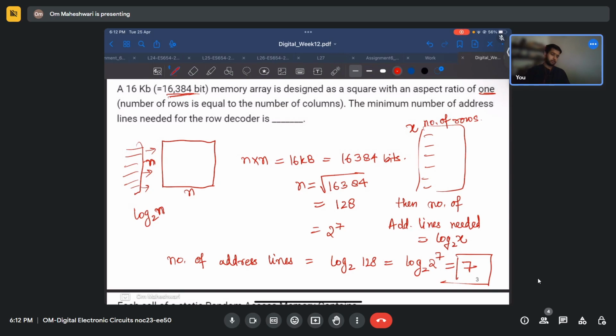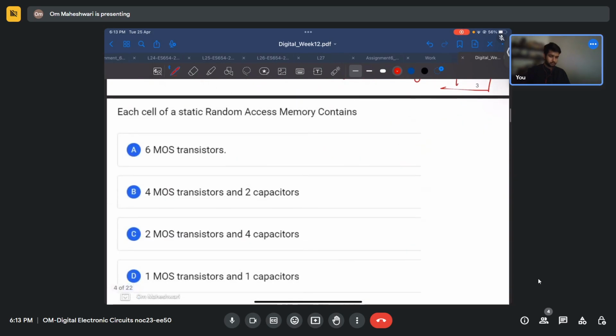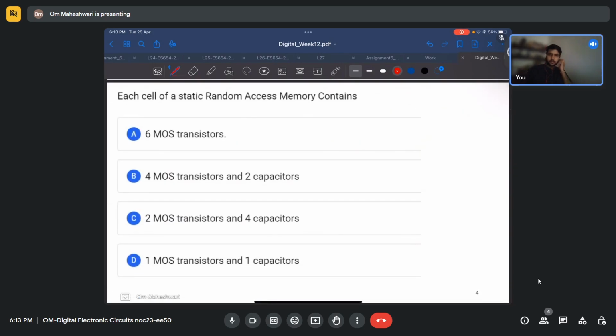Let's see the next question. Each cell of a static random access memory contains... Please take a few minutes to answer this. If you know the answer, please type it in chat or you can speak using the mic.